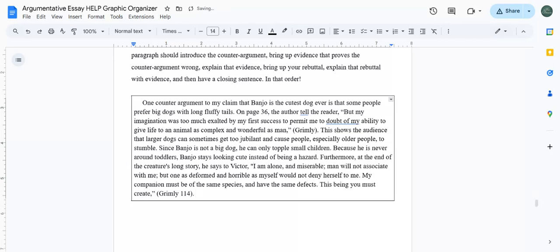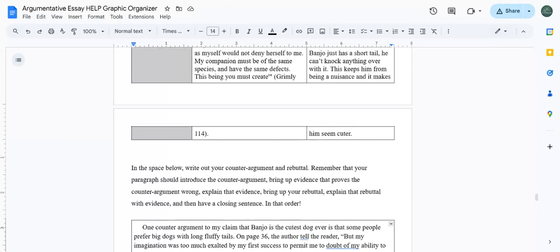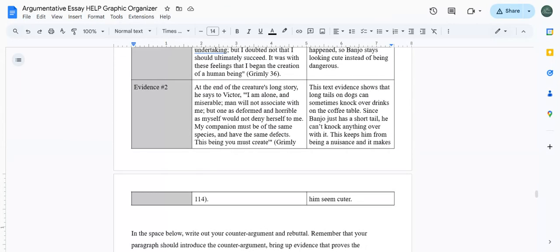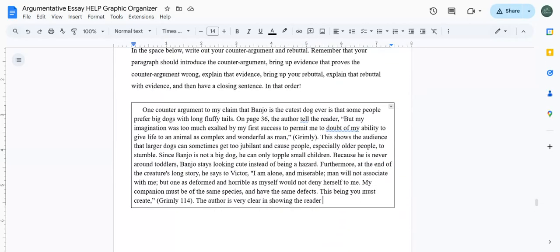All right. I don't want to say this text evidence shows. Let's say, the author is very clear in showing the reader. Do you recognize that? It's kind of from our ECR, but this is a lot bigger than an ECR, isn't it? We're going to copy and paste and change.